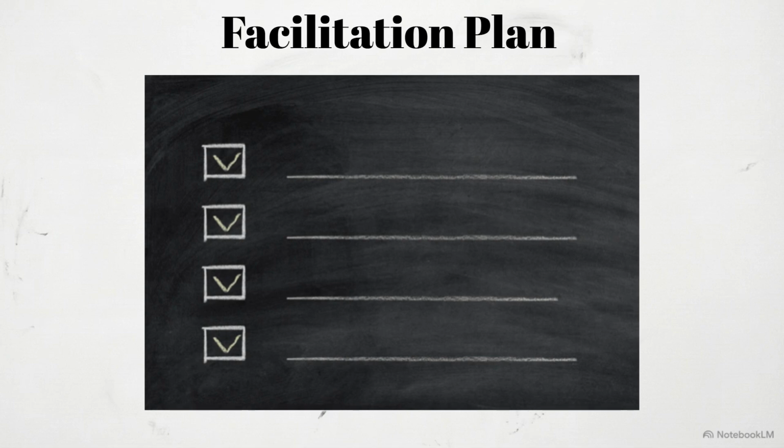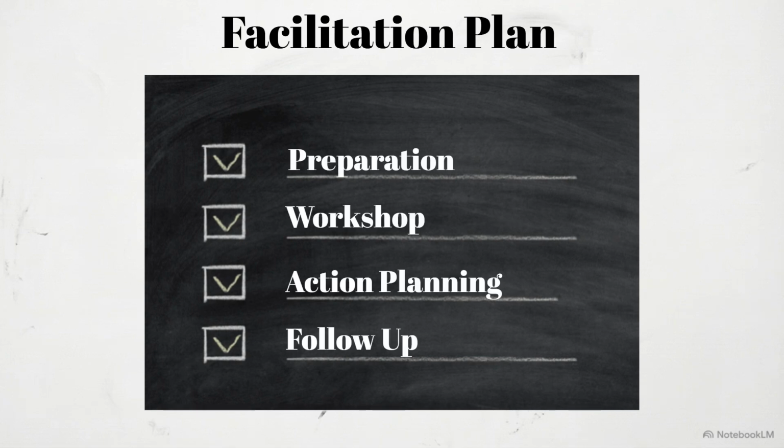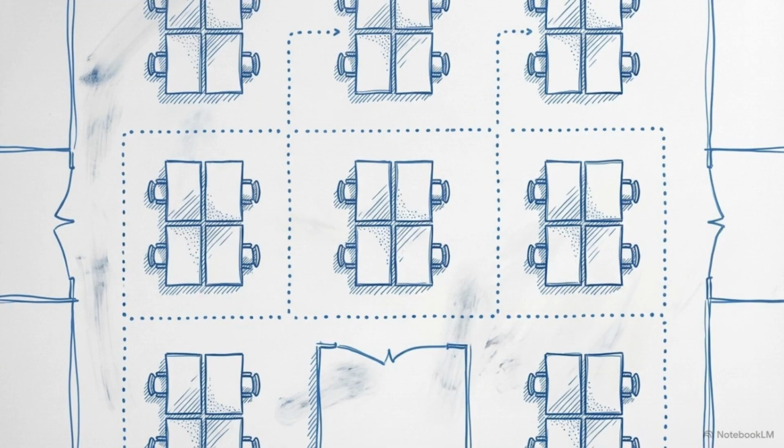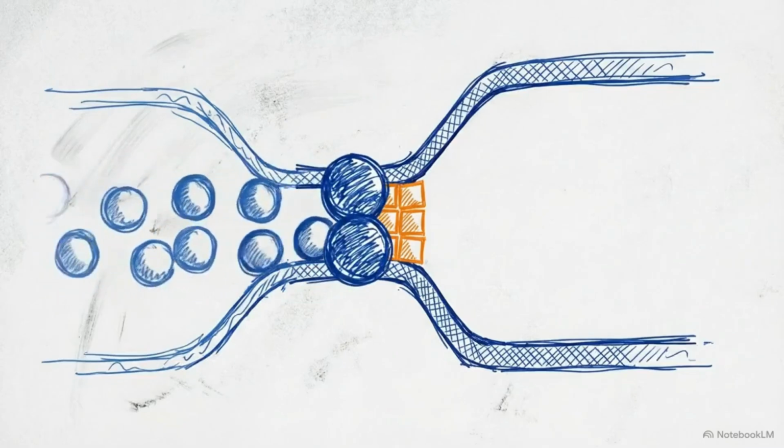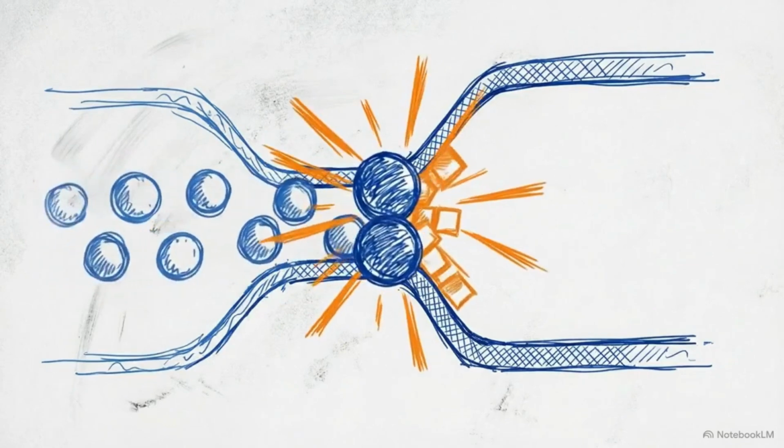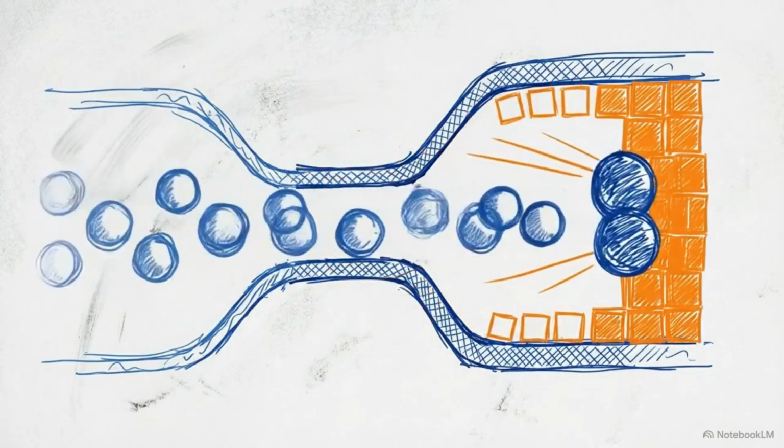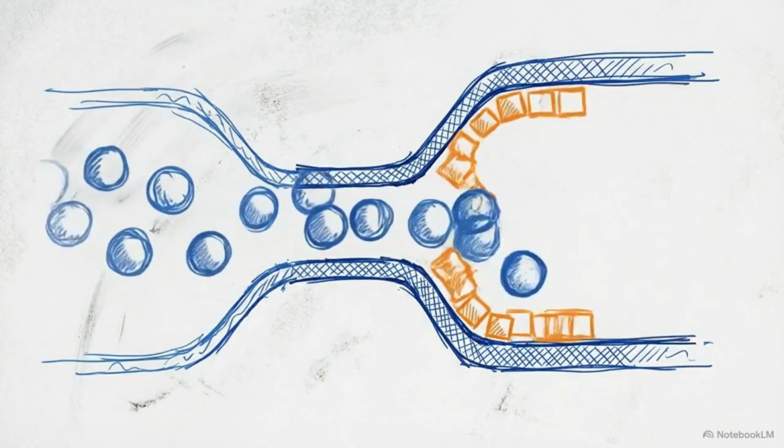By the end of this video, you will have a complete, ready-to-launch facilitation sequence covering 4 distinct phases: preparation, the workshop itself, action planning, and a mandated follow-up. We are going to establish a precise structural realignment. By forcing a team to objectively process external feedback, we can convert a departmental bottleneck into a collaborative enabler.